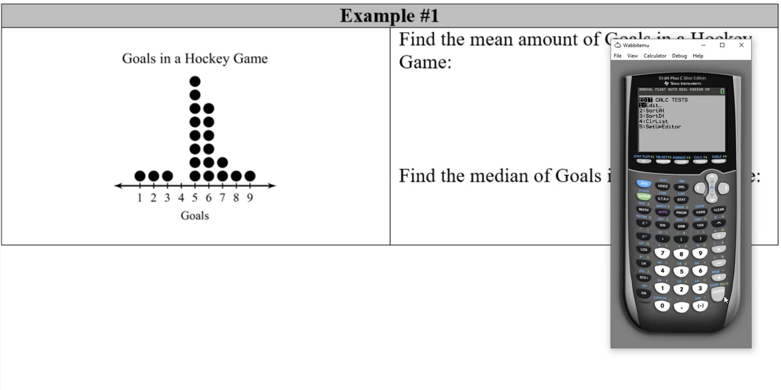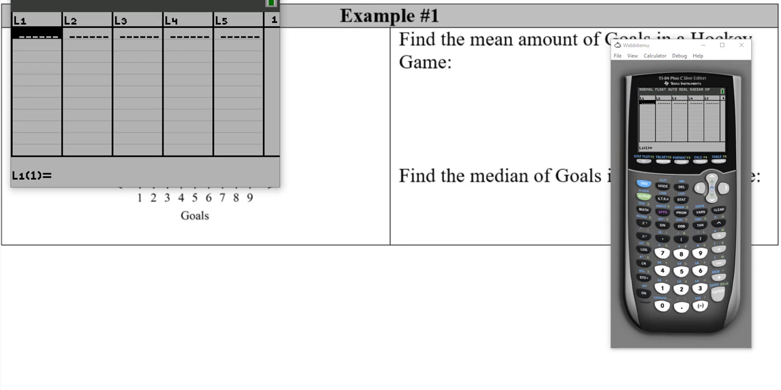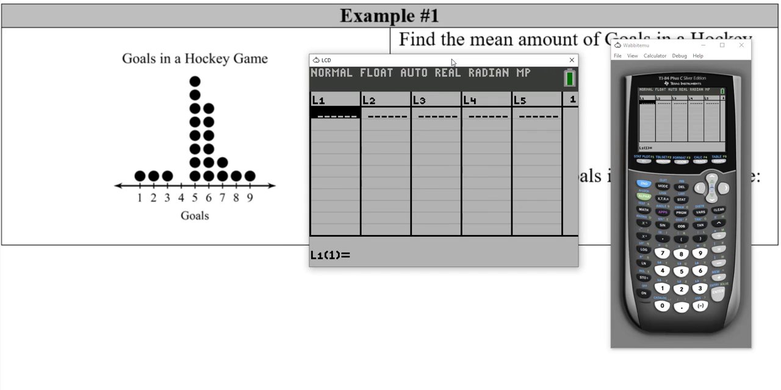So let's go ahead and edit our data. All right, so let's go ahead and enter this data. How many ones do we have? We got one of those. We have 1, 2. We have 1, 3. Looks like we have 8 5s, so I'm gonna go 5, 5, 5, 5, 5, 5, 5, 5. We have 6 6s. 1, 2, 3, 4, 5, 6. 2 7s. 1 8. And 1 9. All right, so it looks like we got 21 pieces of data.